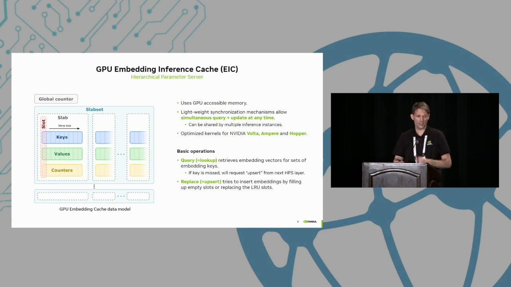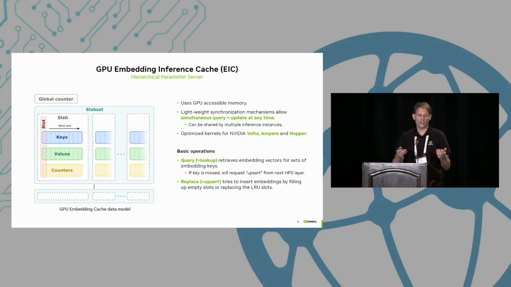The GPU embedding cache, or EIC, sits at the top of the HPS storage hierarchy. It uses lightweight, fine-grained synchronization mechanisms such that query and update operations can be scheduled simultaneously. Each embedding stored in the EIC occupies a slot, which is our term for triplets of key, embedding value, and access counter. Slots are organized in warps, in warp-optimized slabs. Multiple slabs then form a slab set.